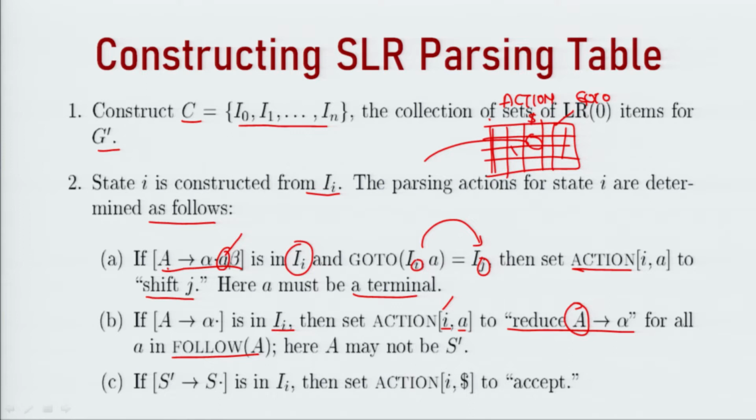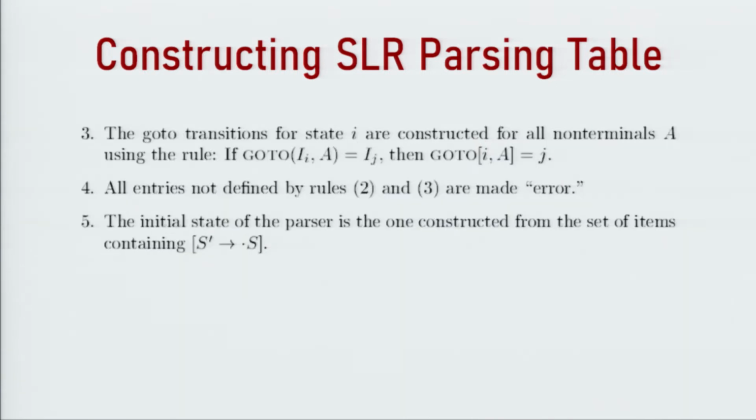Now, if there is item S prime to S dot in Ii, then we will write action Ii, dollar cell, we will write accept. So, these are the 3 rules with respect to action. Now, there are 3 more rules.